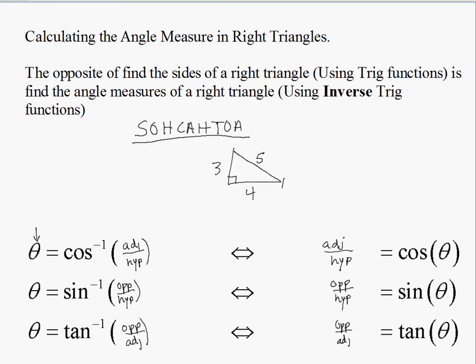But I don't know this angle. I don't know angle A. I can use my two sides that I already know to figure out what the angle measure of angle A is. So if I were to say tangent of A, remember tangent of A is equal to the opposite over the adjacent. So here's your opposite, here's your adjacent. So tangent of A is equal to 3 over 4.